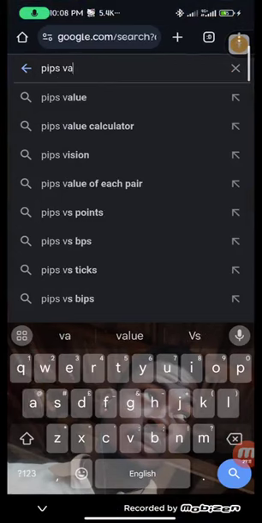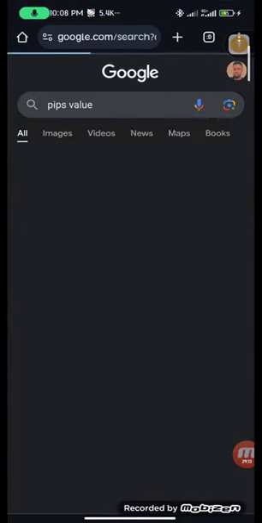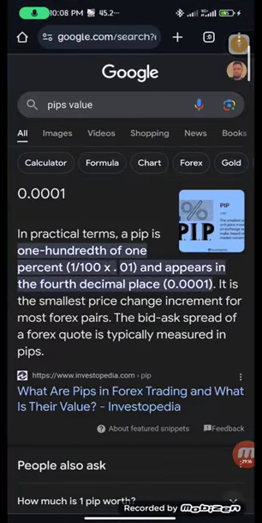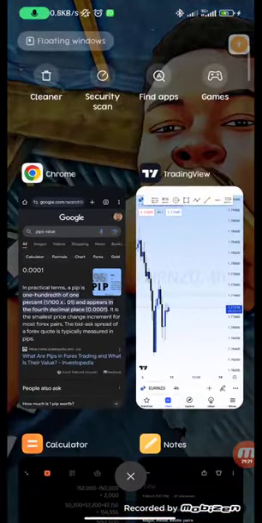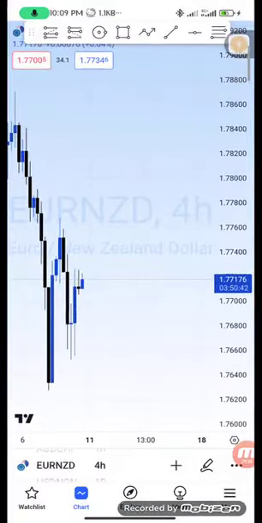Pips value is your money. When we talk about pips value, this is another calculation which we need to tackle. There's a way pips value is calculated. I don't know if I will be able to explain it here without a proper calculation, but I will give you insights of what that is, because I'm not prepared for calculation right now.